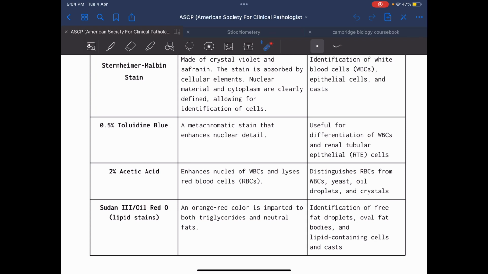The fourth one, Sudan 3 or oil red lipid stain. This stain used to stain lipids. It is an orange-red color, is imparted to both triglyceride and neutral fats. It is used to identify free fat droplets, oval fat bodies, and lipid-containing cells and cast. So Sudan 3 used to identify free fat droplets والoval fat bodies والlipid containing cells and cast.